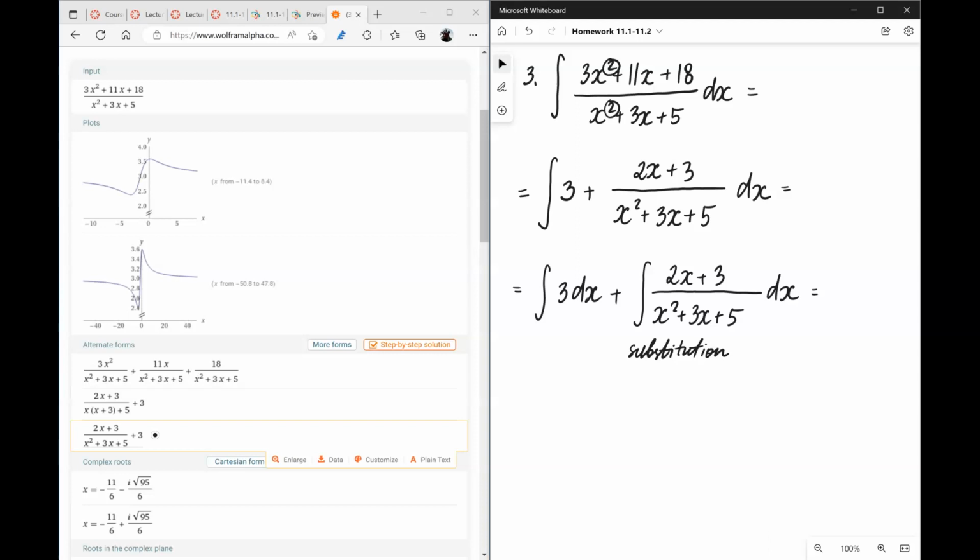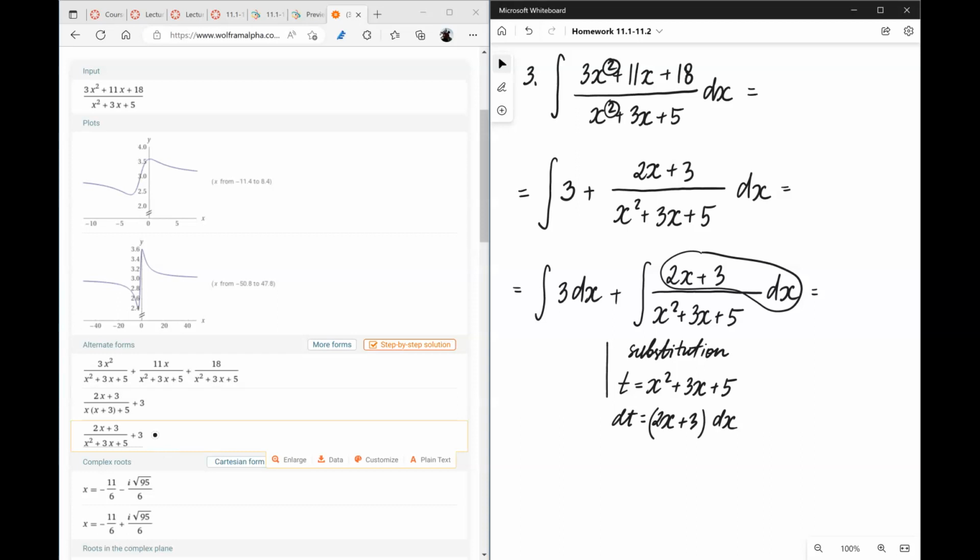But the substitution here that actually does the trick is the entire denominator. Just set it equal to t, so then dt will be equal to 2x plus 3 dx, and as you can see, that's exactly what we have in the numerator.